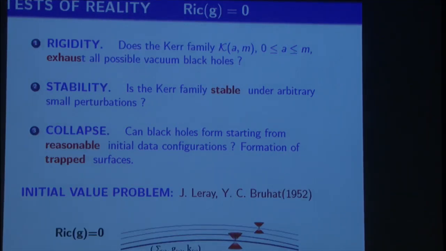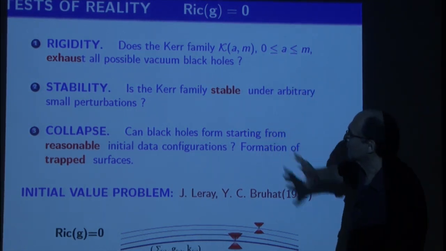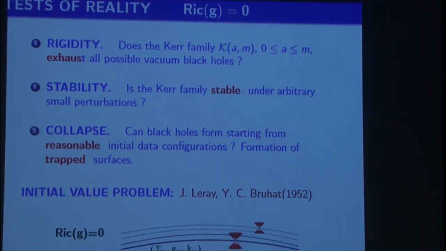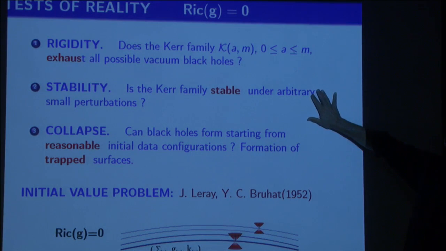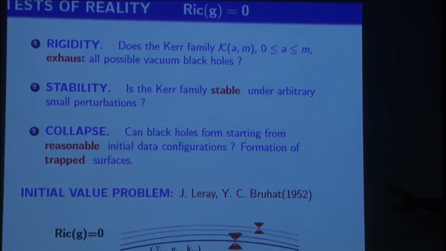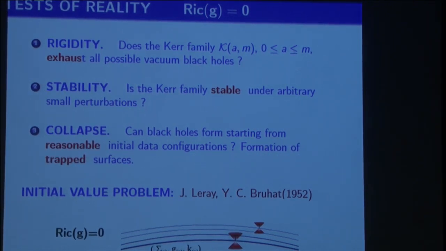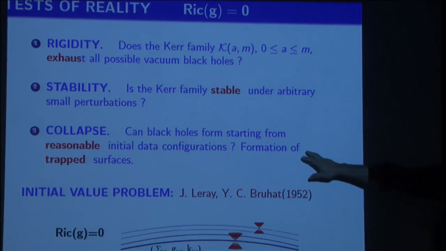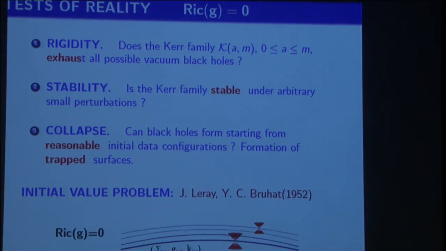All right, so let's go back to this discussion about rigidity, stability, and collapse. I call these tests of reality of black holes. First, does the Kerr family exhaust all possible vacuum black holes? Stability: is the Kerr family stable under arbitrary small perturbations, which I mentioned earlier? And collapse: can black holes form starting from reasonable initial data configurations? This is connected to something which I'll define later, which is the formation of trapped surfaces.